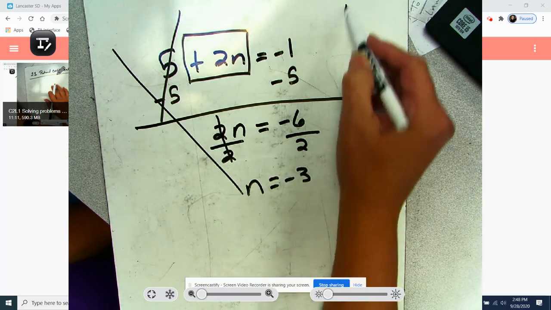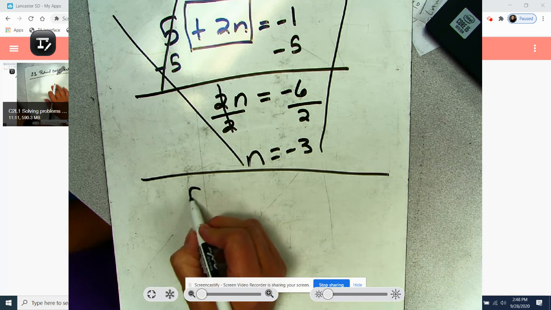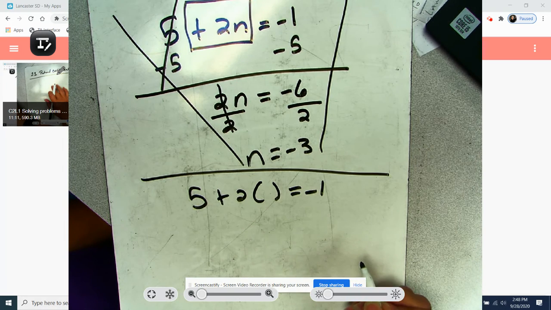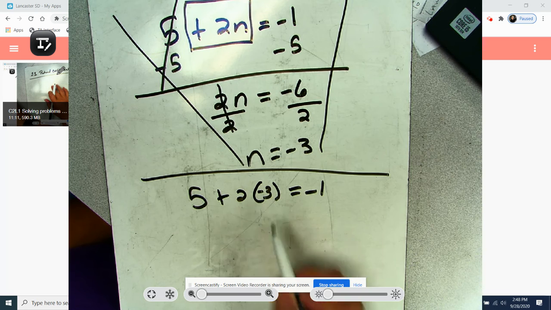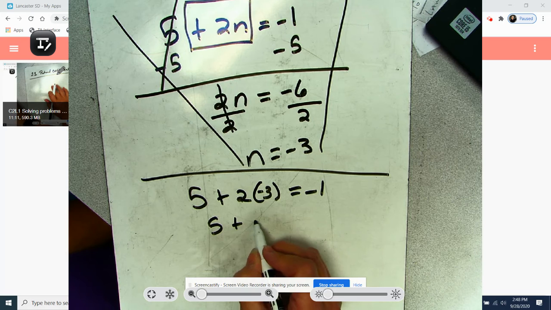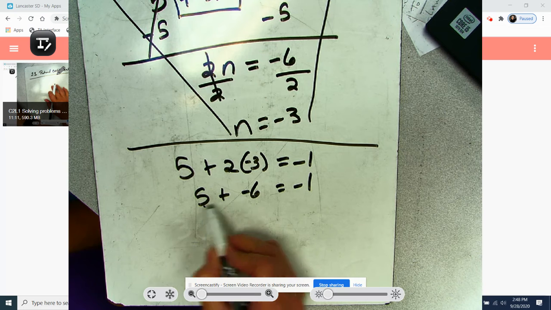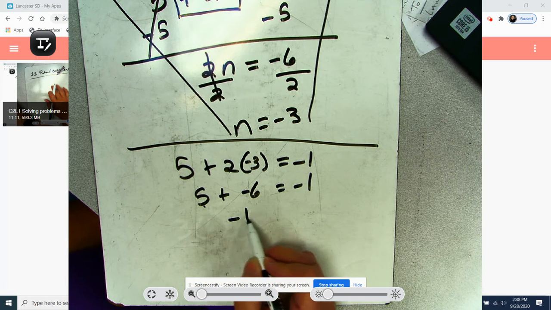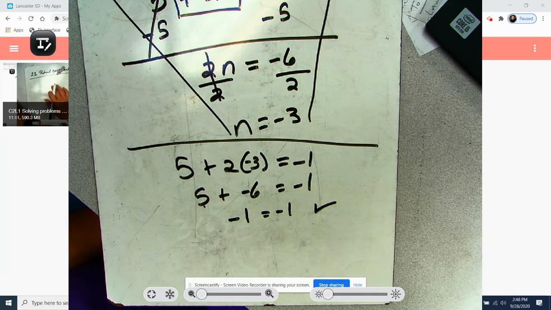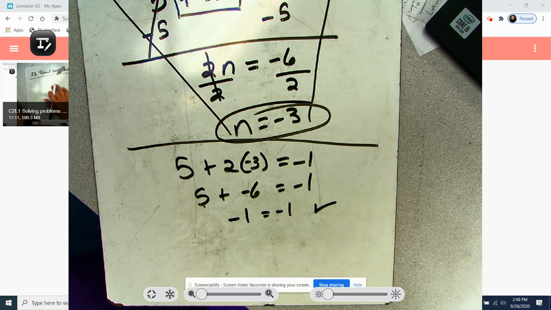Notice my equations are funneling to an answer. So to check my work, I'm going back to the original equation, which is 5 plus 2n equals negative 1. I'm going to put my negative 3 in here. 5 plus 2 times negative 3 would be negative 6. Bring this side down. Positive 5 and negative 6 equals negative 1. And I already have negative 1 on this side. Right side equals left side. My problem checks. So the answer n equals negative 3.